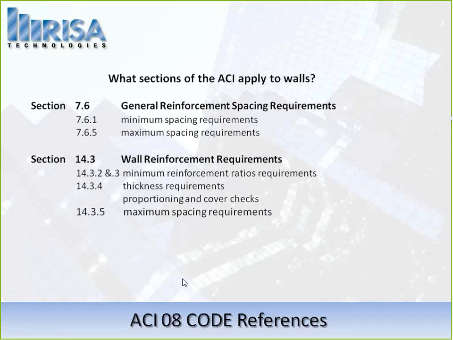A couple of things you're going to find in there are minimum reinforcement ratios. So you've got that, and then you're going to have some thickness of the wall requirements, so how the proportioning and the cover of that wall, and then also some maximum spacing going to be in 14.3.5.